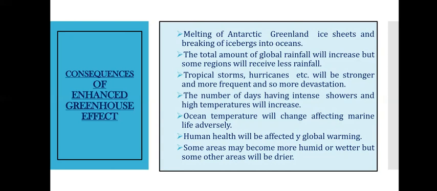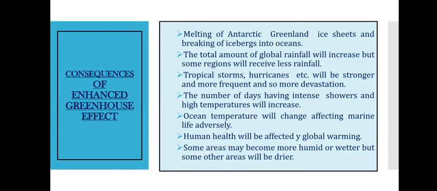Tropical storms and hurricanes will be stronger and more frequent, and so more devastating. The storms, with gusty winds of very high speed, are going to occur on a frequent basis and with very high intensity, and that is going to bring a lot of damage to life as well as property. The number of days having intense showers and high temperatures will increase. So that means we are slowly heading towards extreme conditions of climate.